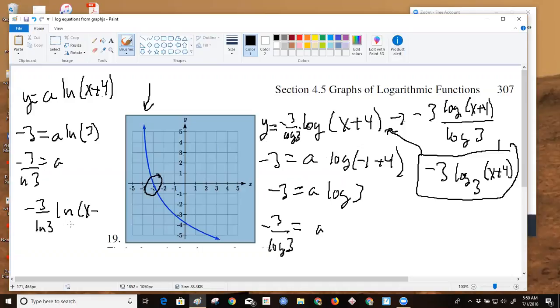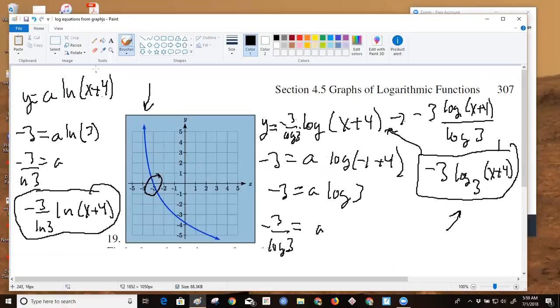Excuse me, that change of base formula just doesn't work out so slick. Well, I guess I could, but it would change it back to what I had here. So what am I supposed to be writing here? Plus 4. So that'd be another way to do it with natural log. And both are correct. One's not any more correct than the other.